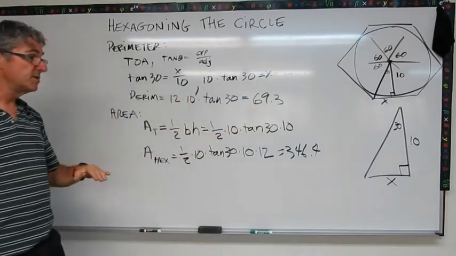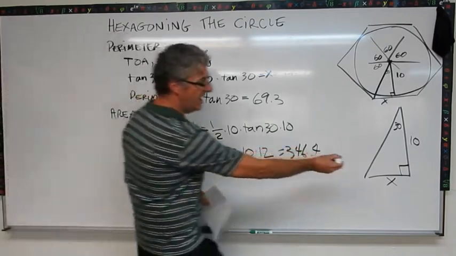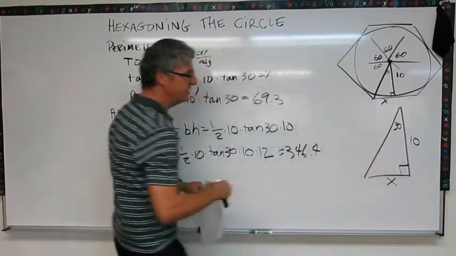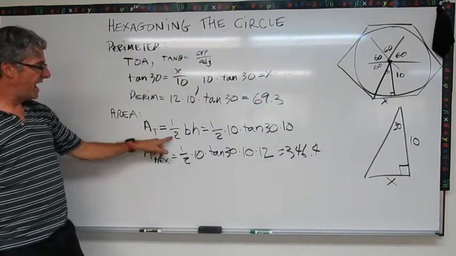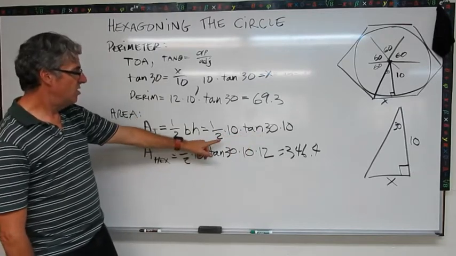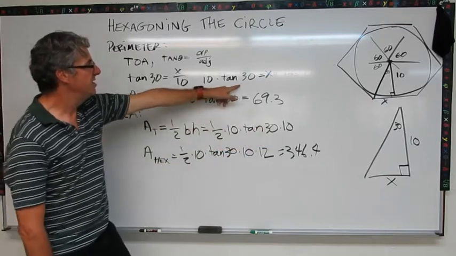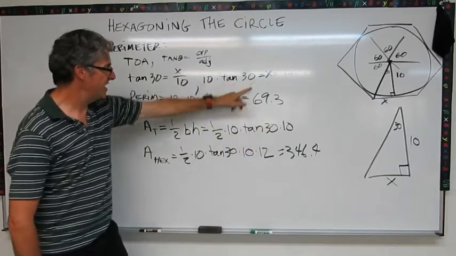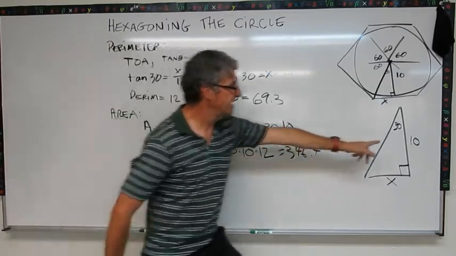We followed a similar process to find the area of the hexagon. Again, we jumped down into this little triangle and we figured out the area formula for that, 1/2 base times height. So we grabbed our information that we calculated, 1/2 times our base, which was x, which we found out here was 10 times the tangent of 30. So 1/2 times 10 times the tangent of 30 times the height, which is again also 10.